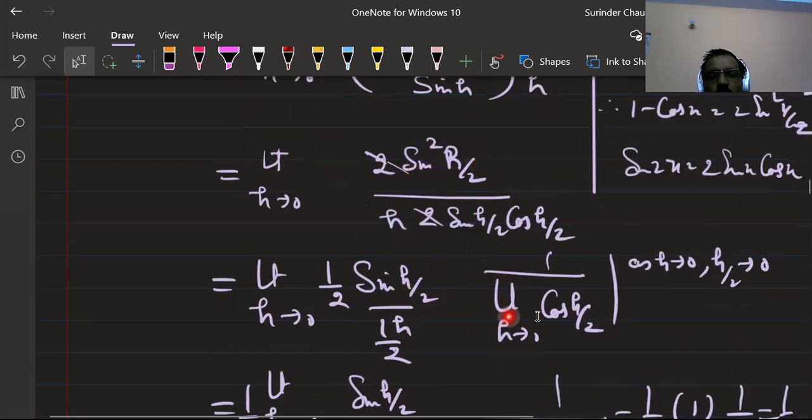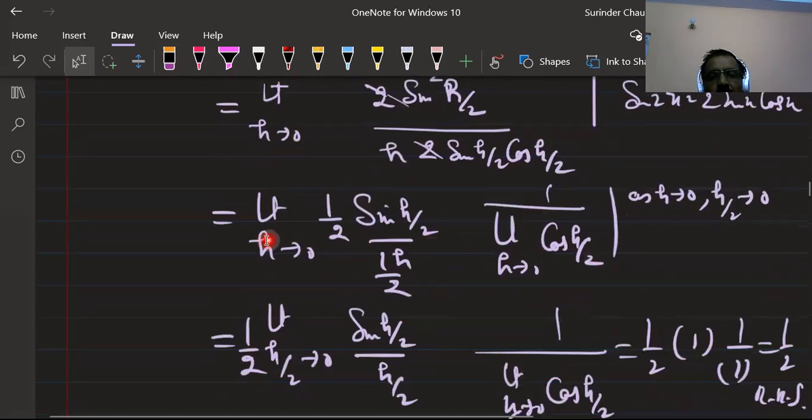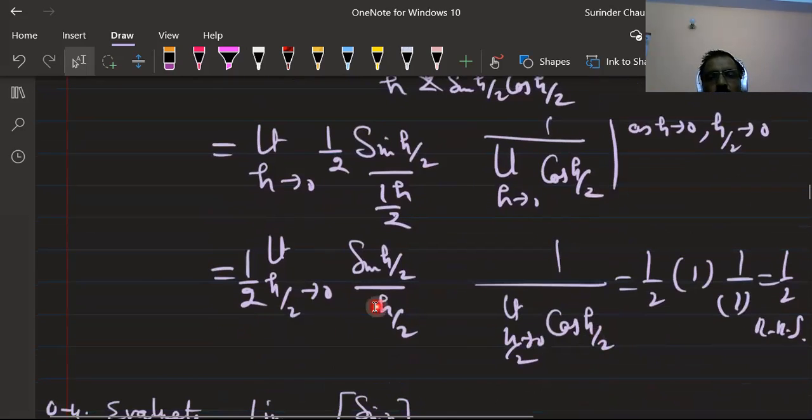This is equal to sin h by 2 upon cos h by 2, and 1 upon h multiplied by half, to make it the same. 1 by 2 is outside. As h approaches 0, h by 2 also approaches 0. So this will become 1, and the limit as h approaches 0 of cos h by 2 is equal to 1. So the limit is half of 1 into 1 by 1, which is equal to 1 by 2.